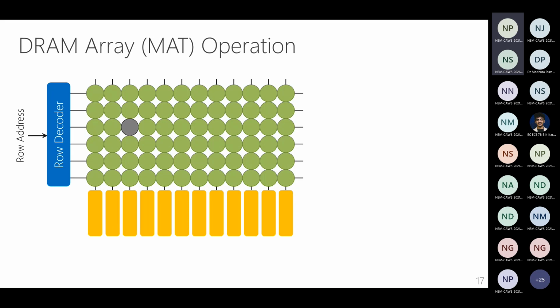Let's see, I have a question here. What if the capacitor retains some small delta charge? Shouldn't that be read as a zero? Robin, I'll answer that question in a few minutes after I go through this operation.